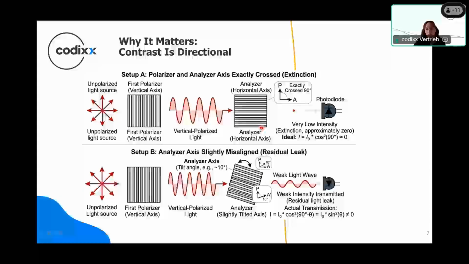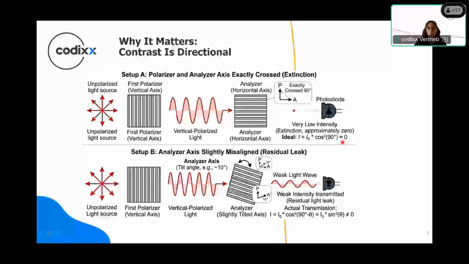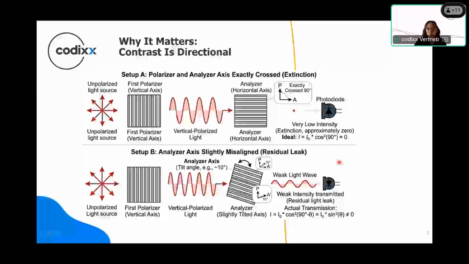In an ideal system, as you can see here, the complete light would be blocked, so the intensity is 0. But as soon as we slightly deviate by an angle, the transmitted intensity increases by sine squared. So even at very small angles, this effect is easily underestimated.